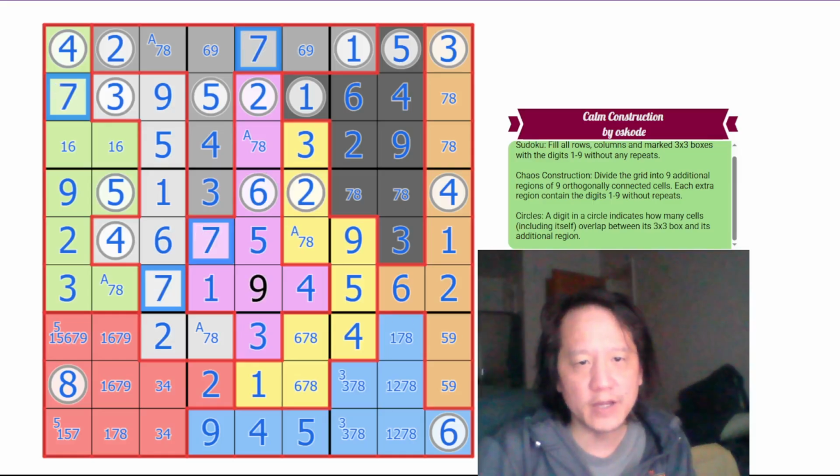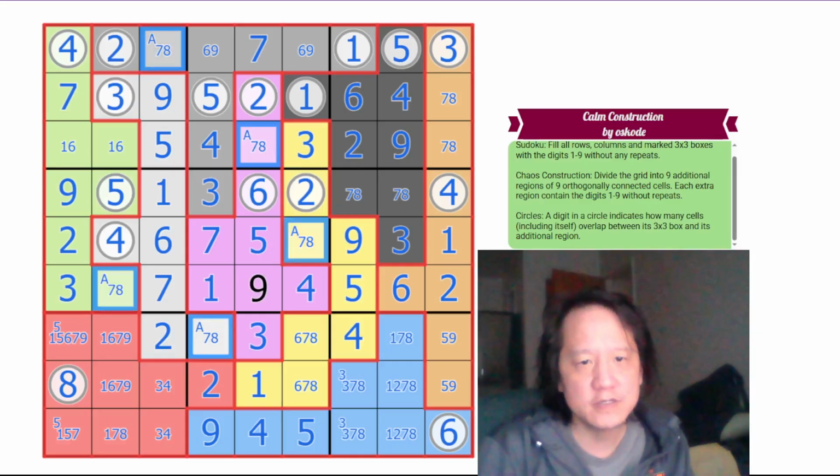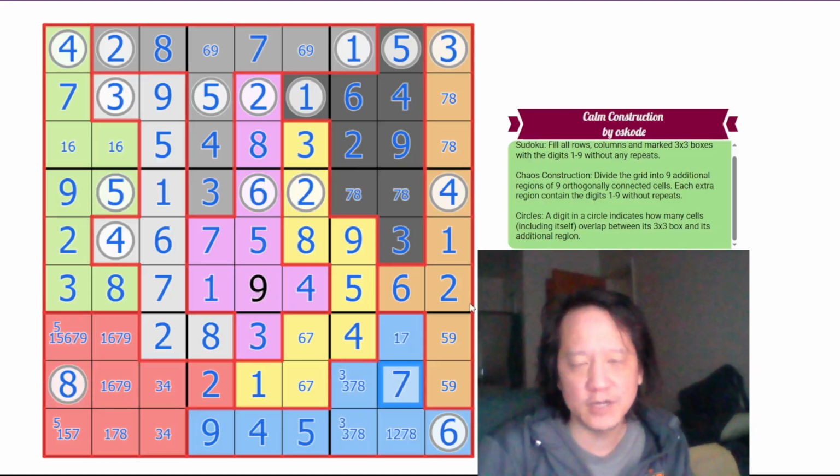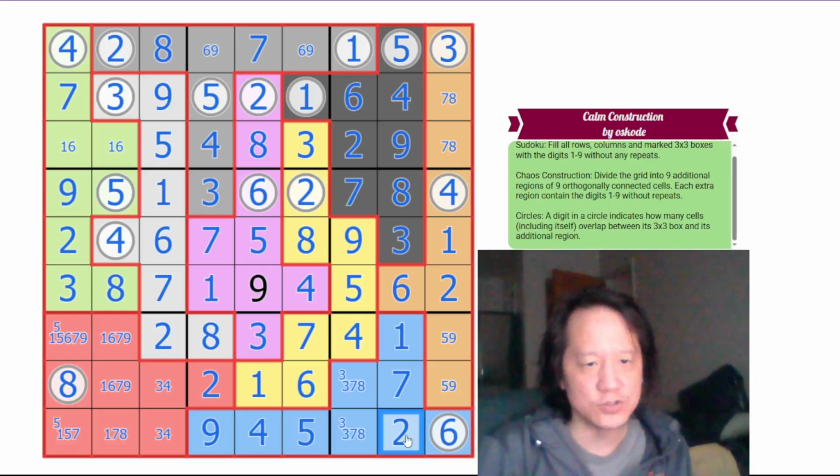We know A is 8. So these are all 8, which eliminates 8 from being here. So this is 8, which means this can't be 8 here. This 1 and 2 eliminates 1 and 2 here. This 8 eliminates 8 here, so this is 7, which makes this 8, which makes that 7. 7 eliminates 7 here, so it's 1. 7 eliminates 7 here, so it's 6 and 7. That leaves this as a 2.